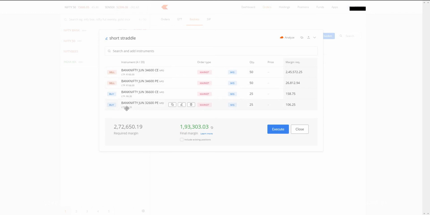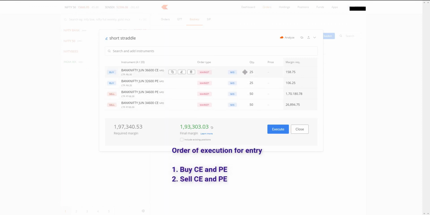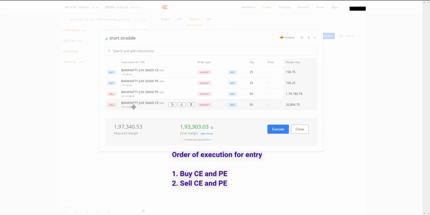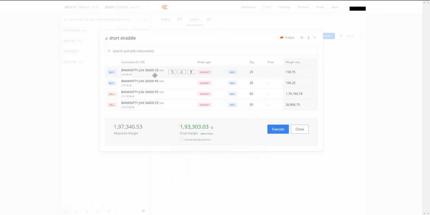So probably the orders would be like this: first two, just move on. See, this is how you need to execute the orders. So don't sell the options first and then buy, always buy first and then sell. This is the second thing I wanted you to notice.